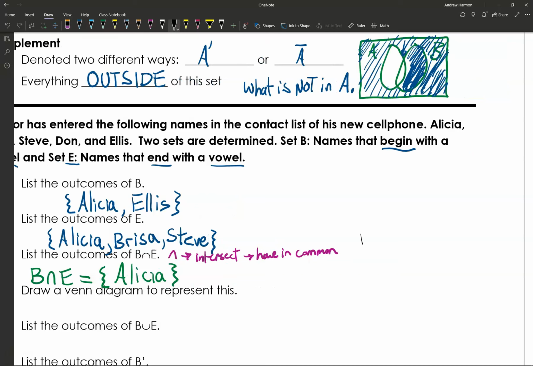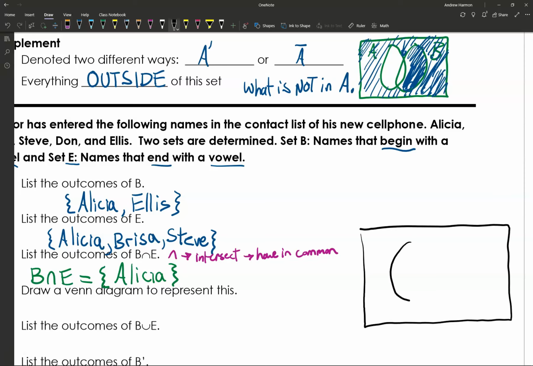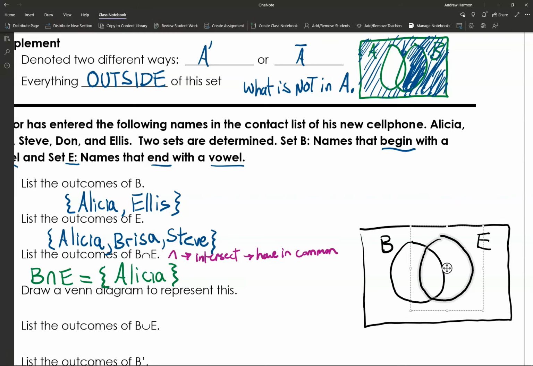Now it wants us to draw a Venn diagram to represent the situation. Anytime you draw a Venn diagram, you want to draw a box for the universal set, and then we have two different scenarios. We have beginning with a vowel, and we have ending with a vowel. So now all we have to do is record the names where they belong. The first thing I always like to do with a Venn diagram is make sure I list out the overlapping pieces first. Our only overlapping is Alicia. So write Alicia in there.